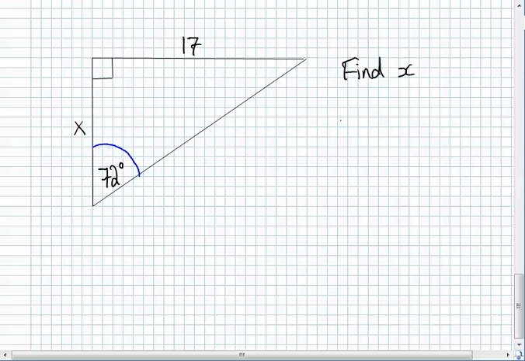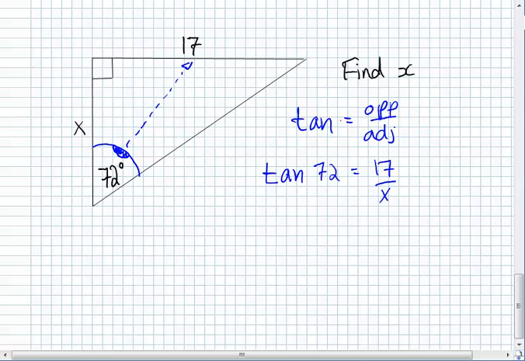Alright, so that angle there, 72 degrees, if you draw your creepy eyeball, there it is there. It is looking over at the opposite side because an angle always looks at the opposite side. So 17 is the opposite, which means x is the adjacent. The tangent ratio is always opposite over adjacent. Okay? So let's just fill in what we know then. The tangent of 72 degrees is the opposite side, 17, over the adjacent side, x.